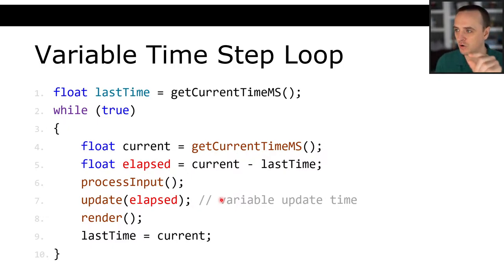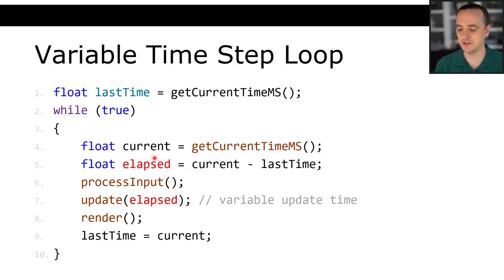So Mario or whoever is not going to move very far. But if it took 50 milliseconds to update, then Mario is going to move 50 milliseconds equivalent in game world time. So in one update, Mario may have only moved 2 pixels, but in the next 50 millisecond update, maybe he moves 100 pixels, right? So in this framework now, you are calculating how much real world time has elapsed, and telling the game world to update by that amount.